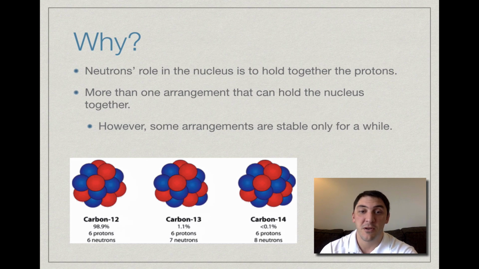There's also carbon-13. It's rarer. Only 1.1% of all carbon is carbon-13. It has 6 protons and 7 neutrons. 6 plus 7 is 13, which gives us the mass number for carbon-13. Then carbon-14 is even the rarest of them all. It's radioactive. Less than 0.1% of all carbon is carbon-14, and it's got 8 neutrons.